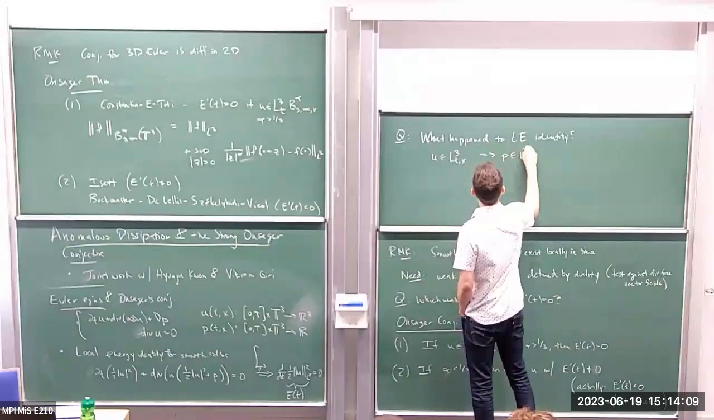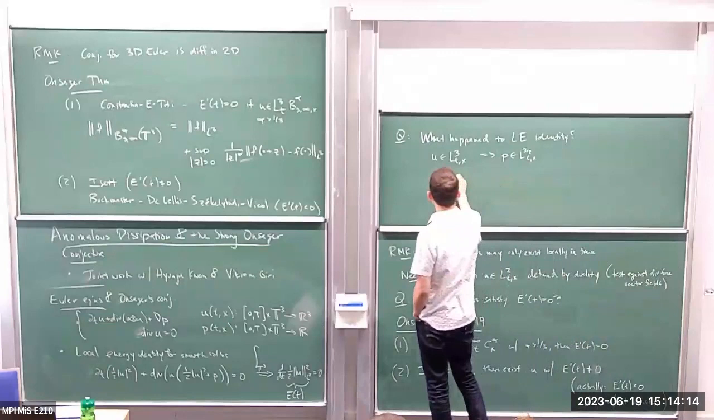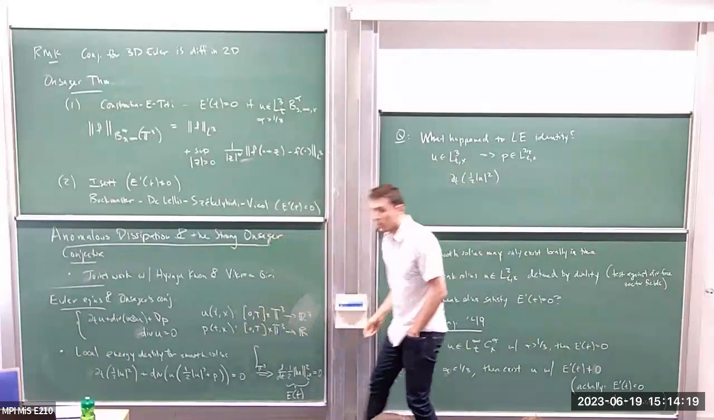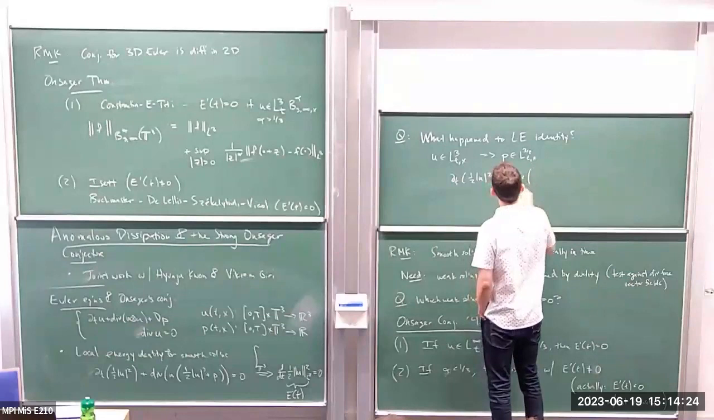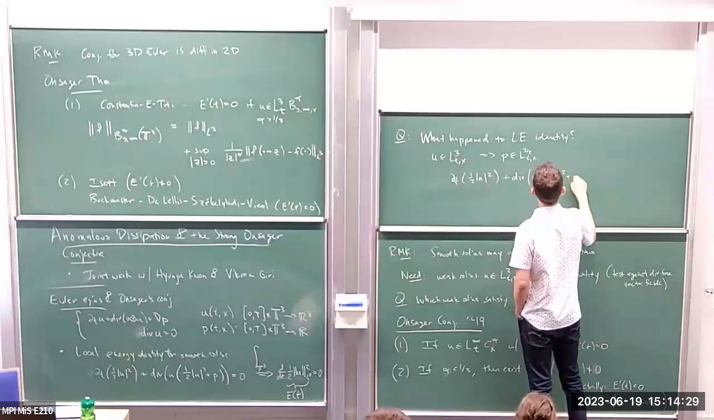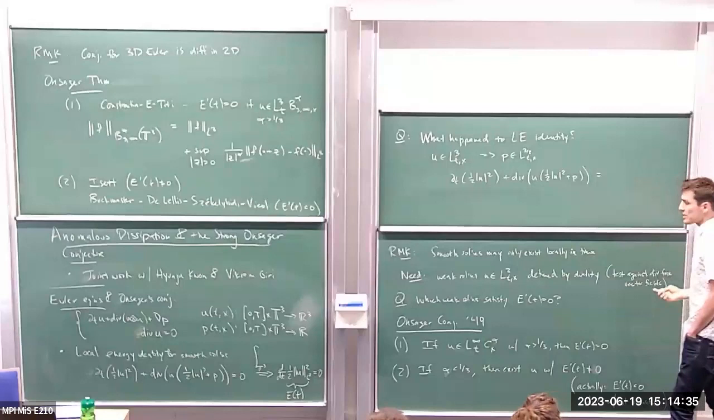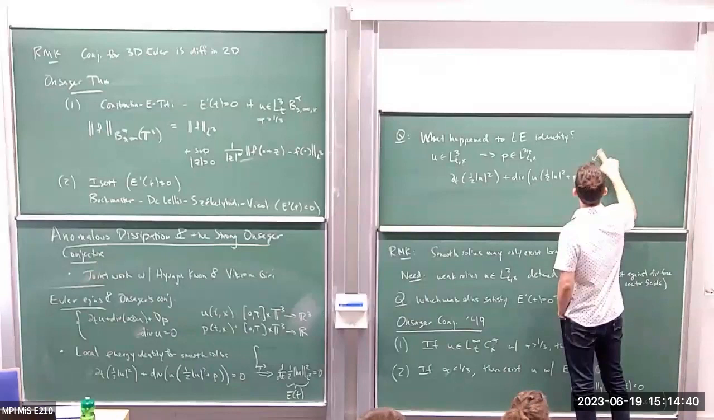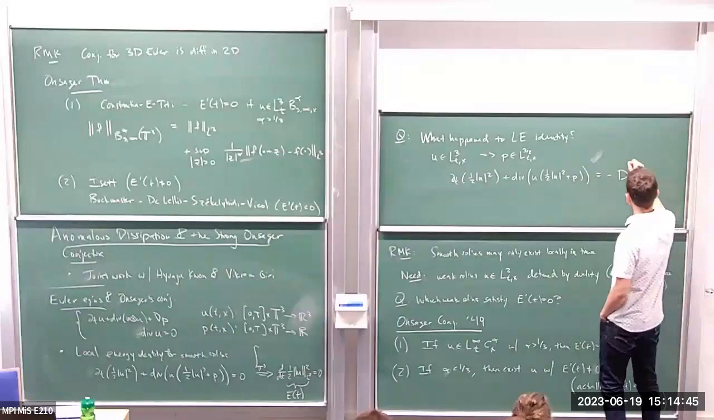And I can simply say that this quantity down here might not be a well-defined function, but it is a distribution because I can pass the derivatives off onto a test. And let's just give this distribution a name. So we'll call it minus D Q. So this is a space-time distribution.